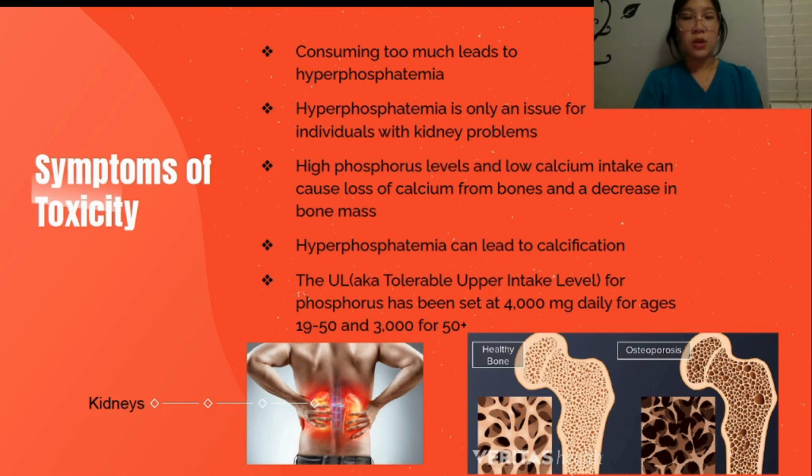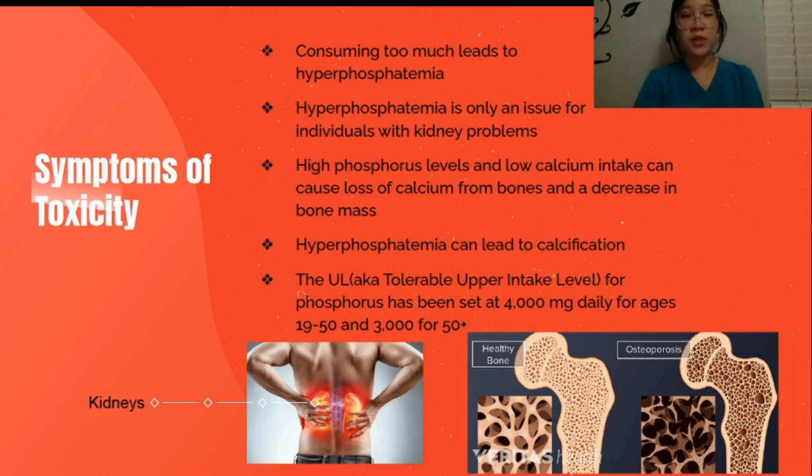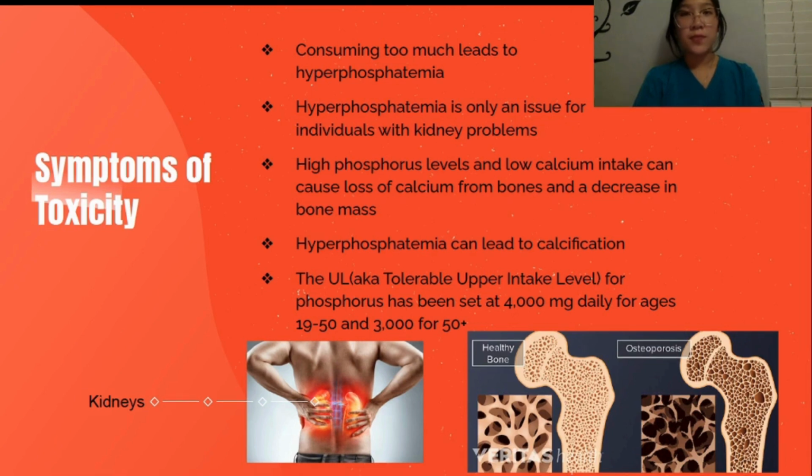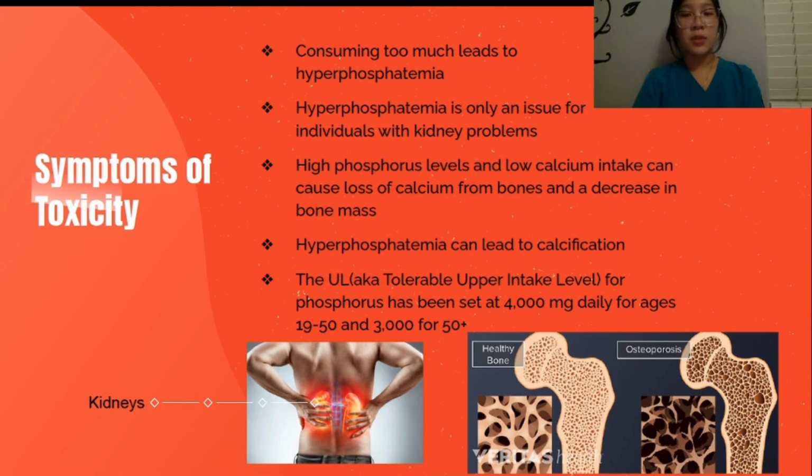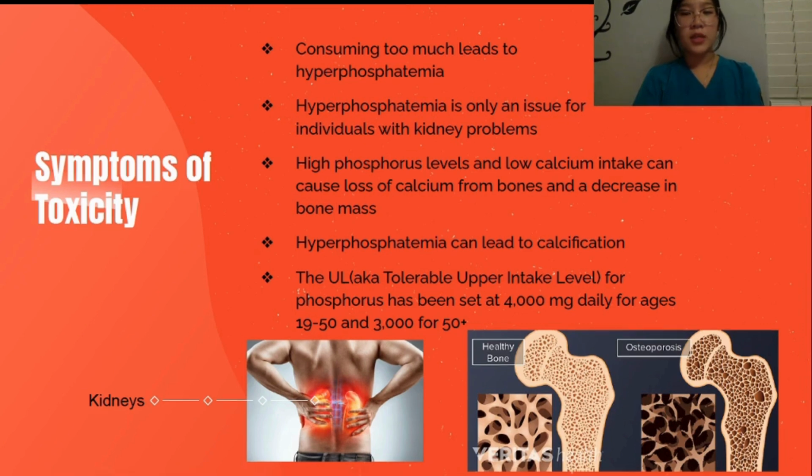The UL, also known as tolerable upper intake level, for phosphorus has been set at 4,000 milligrams daily for ages 19 through 50 and 3,000 milligrams for 50 and up. This means that for an average person from ages 19 through 50, they can only consume 4,000 milligrams daily at most in order to not get any negative side effects. And ages 50 and up can only consume at most 3,000 milligrams daily to avoid risks.